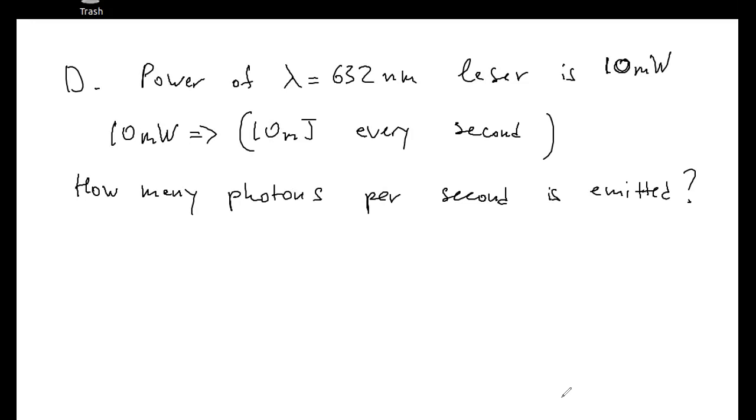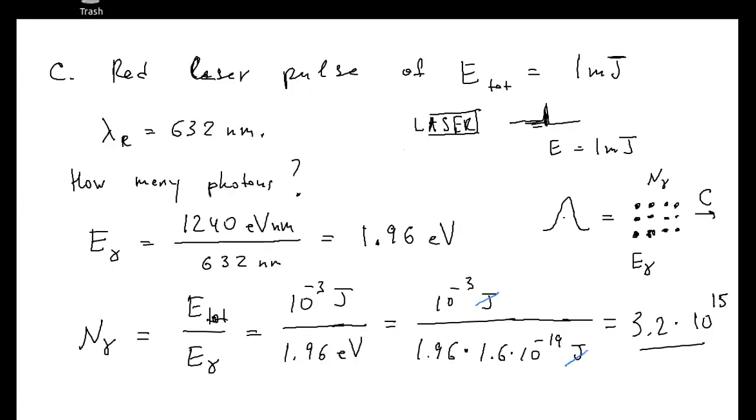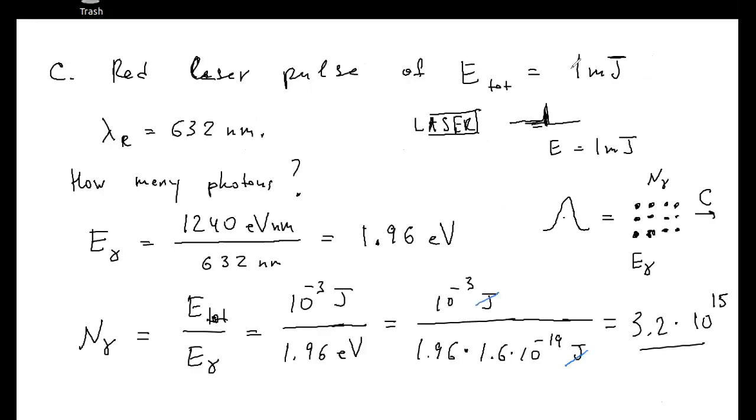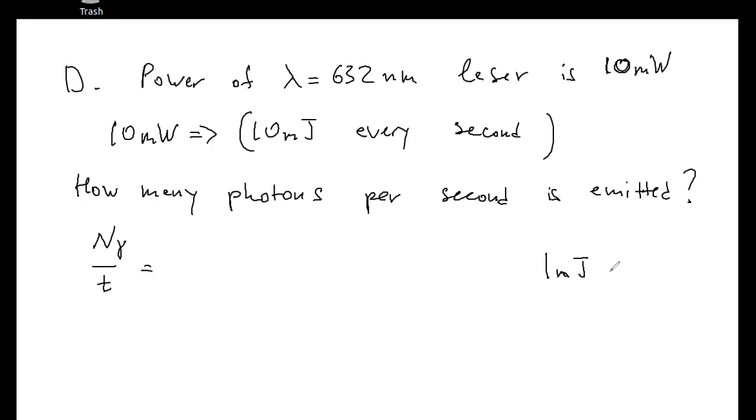What will you do to solve this problem? 32 times 10 to the 15. Wait, not that fast. What equation would you use? We are talking about the number of photons per time, yeah? It was 3.2 times 10 to the 15, right? You mean 1 millijoule? Oh, it was millijoule. Sorry. No, it's fine. 1 millijoule corresponds to 3.2 times 10 to the power 15 photons, yeah?